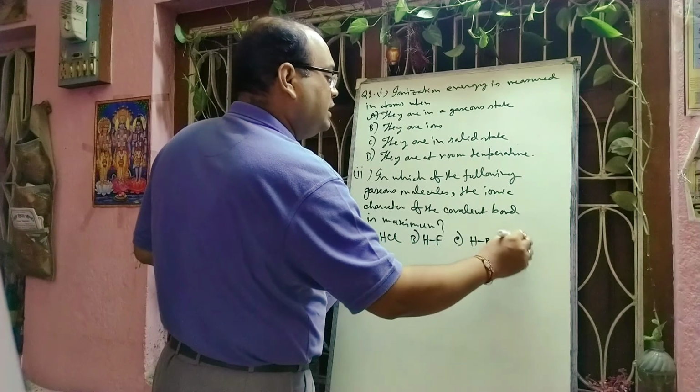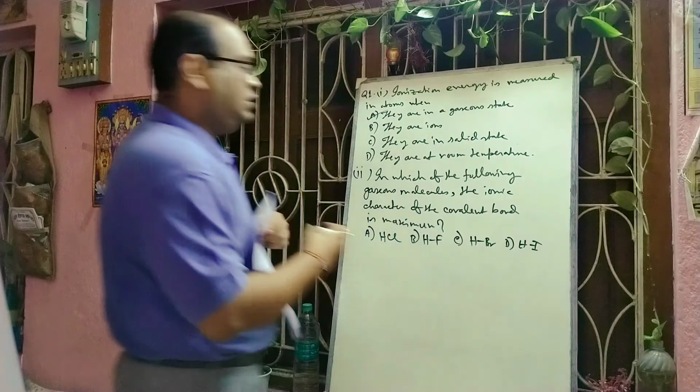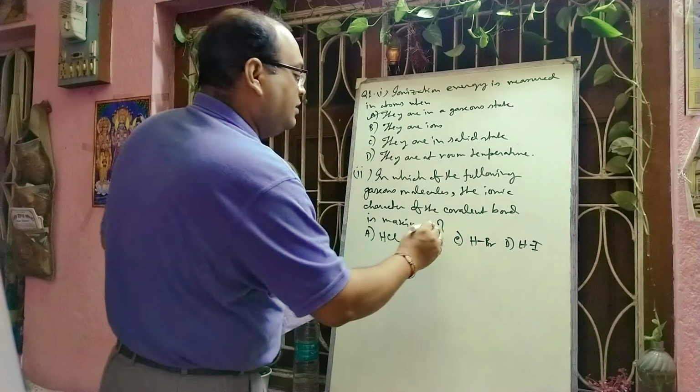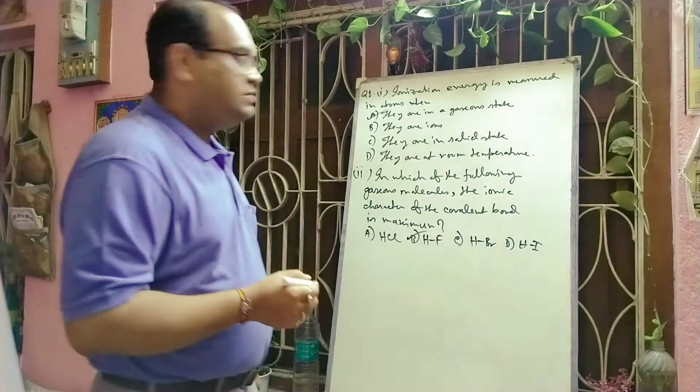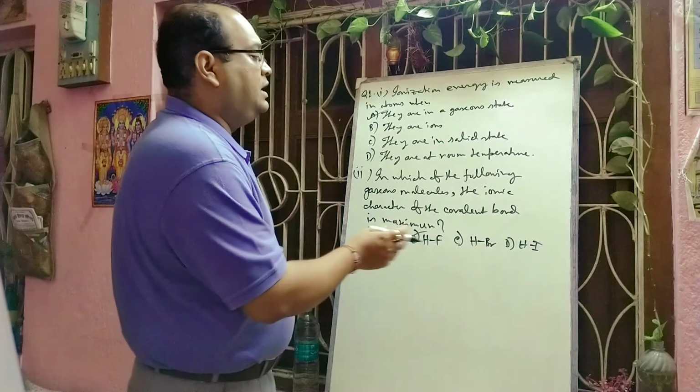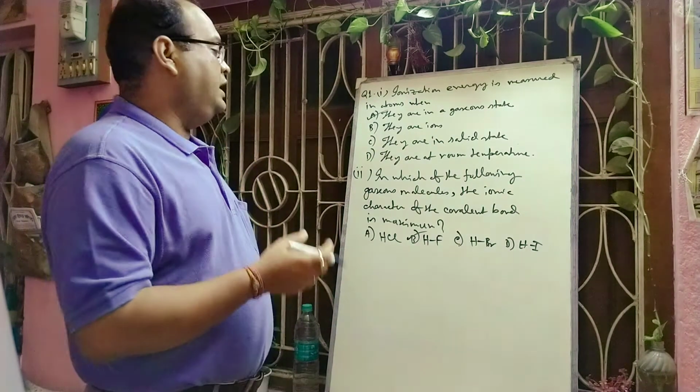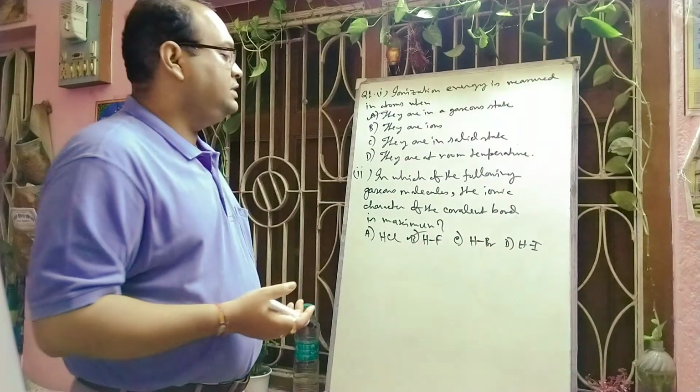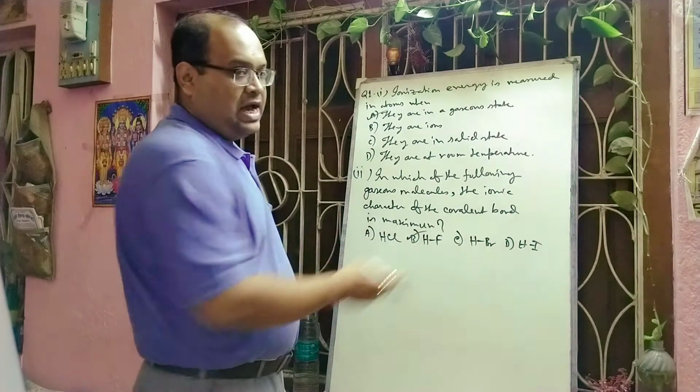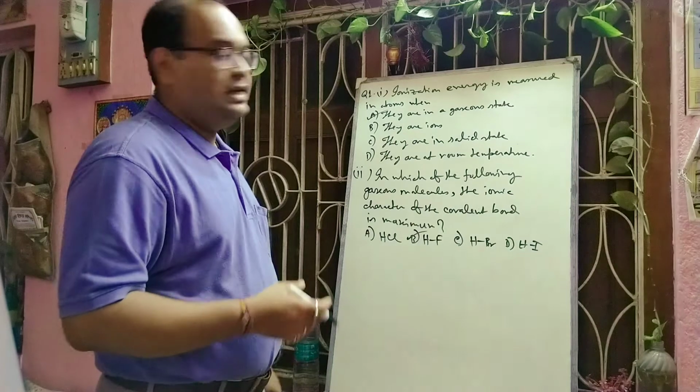So your answer will be option B, because fluorine is more electronegative. So definitely the ionic character will be greater in this case, as the electronegativity difference is highest among all the halides.